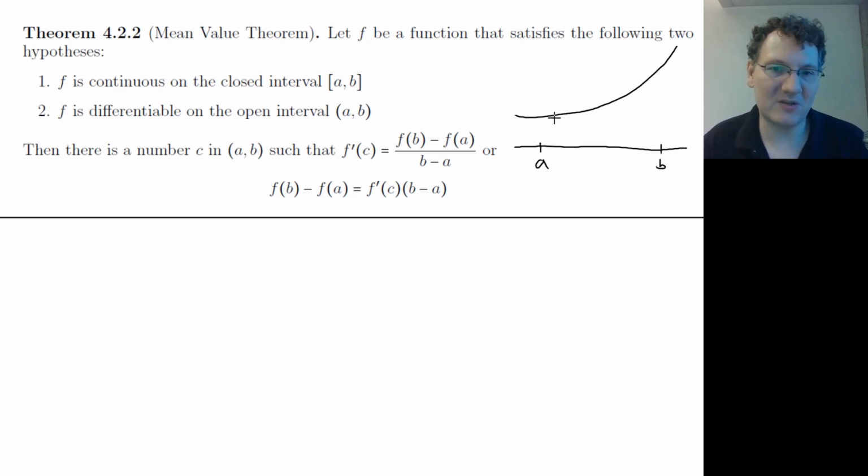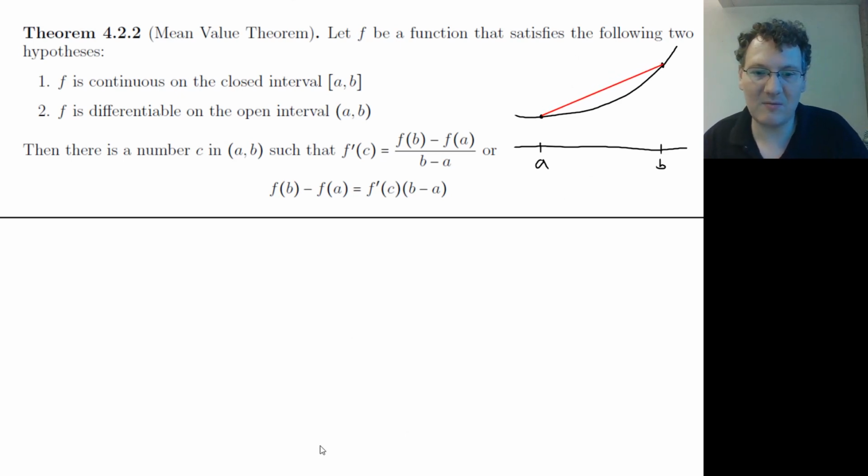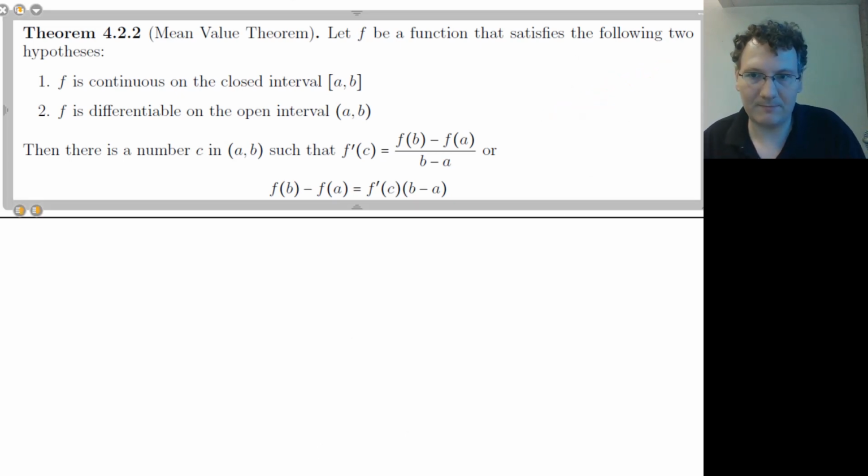And it has to be differentiable on the open interval. So as long as it's smooth and doesn't have any pointy parts, but we don't need f of a equal to f of b. Then the mean value theorem says there has to be some value c between a and b such that the derivative at c is equal to the average rate of change. So the average rate of change would be the slope of the secant line connecting a and b, and there's going to be some point along here.